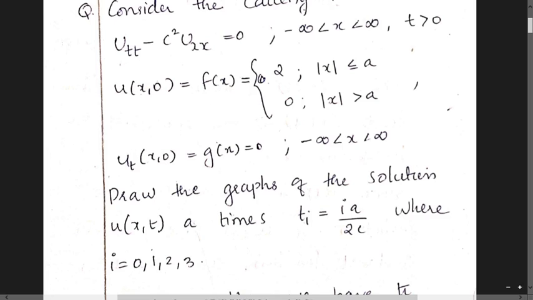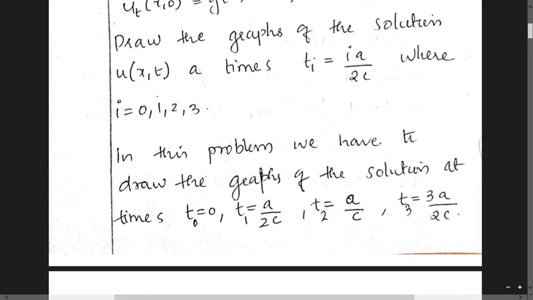So in this question we have to draw the solution u(x,t) at times t0, t1, t2, t3, where t0 is equal to 0, t1 is equal to a by 2c, t2 is equal to a by c and t3 is equal to 3a by c. These values are obtained just by substituting the values i = 0, 1, 2, 3.